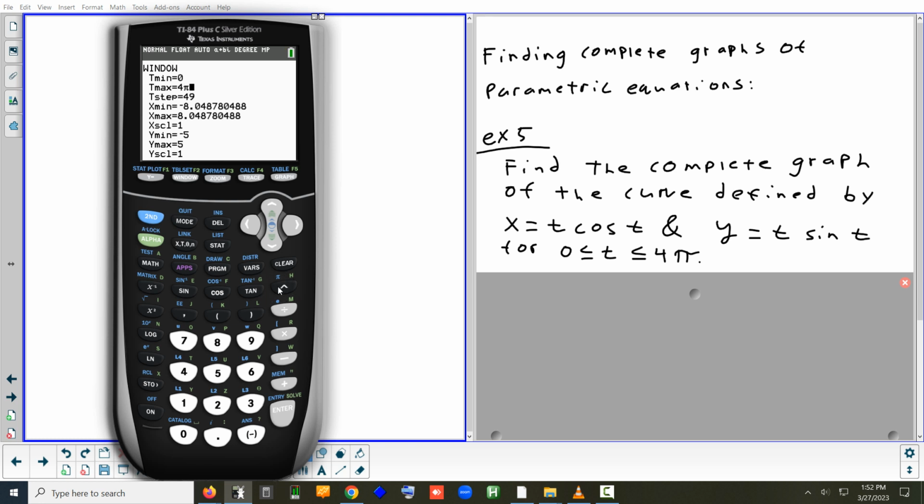So you want to be in radians? Yeah, unless I'm going to change that 4 pi to degrees. We want to be in radians. Okay, now let's think about the window. We got 0 to 4 pi. I don't want to step by 49. That's awful. I would step by maybe 0.1. That's reasonable. It's about 125 points it'll graph.